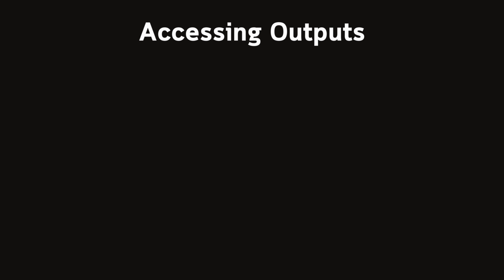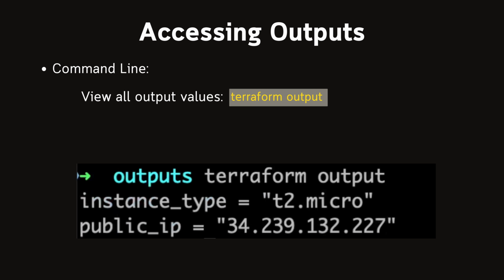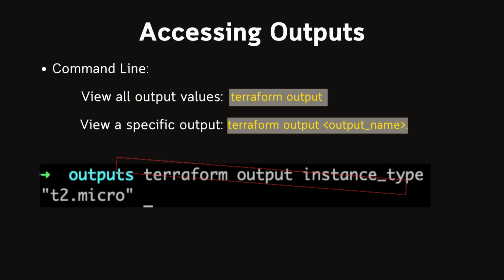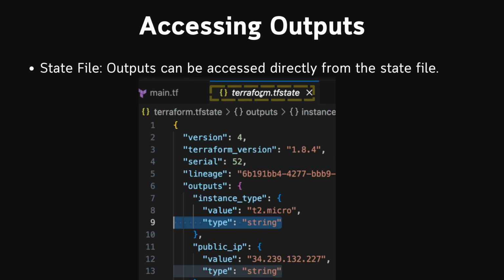There are several ways to access output values in Terraform. The first one is you just run terraform output, and it would give you the list of the outputs that are being managed by Terraform. If you want to access a particular output's value, you run terraform output and the name of the output to view the output value. You could also access outputs directly from the Terraform state file, as long as you have access to the state file.